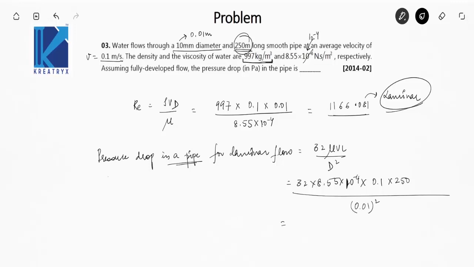Solve this, you will get the pressure drop in the pipe over this length will be 6840 Pascal. Before writing the answer here, check the units in which you have to fill the answer. You have to fill the answer in Pascal. You have got the answer in Pascal, that is 6840. So the answer will be 6840. Okay. Next question.